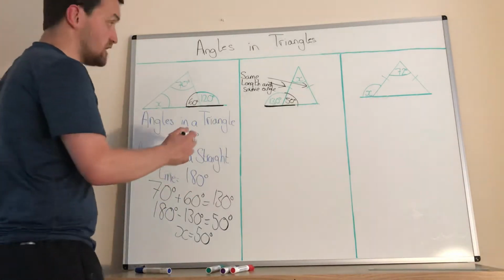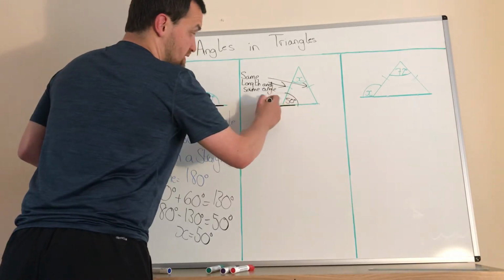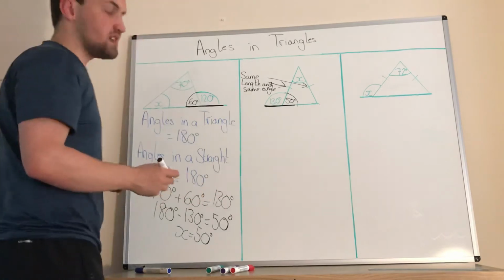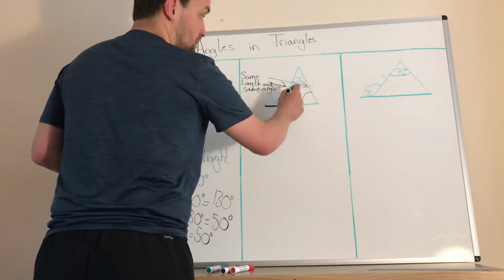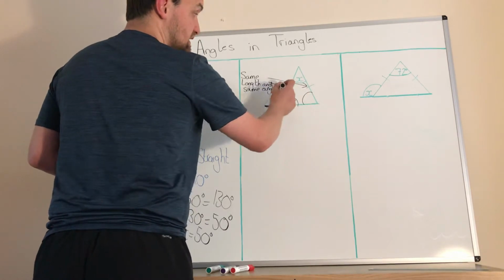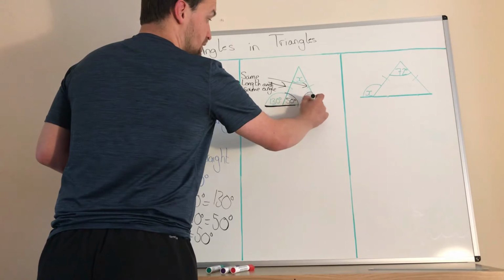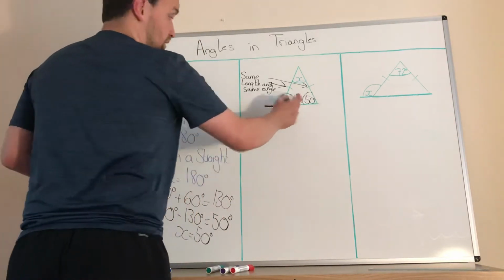Okay, let's just go back and check it. So we've got a straight line there. If we've got 130 degrees there, we must have 50 degrees to get up to 180. If that's 50, this here, because these two sides are the same length, must be 50 degrees as well. So we've got 50, 50.